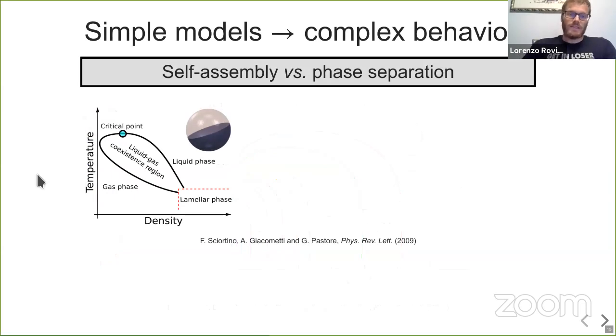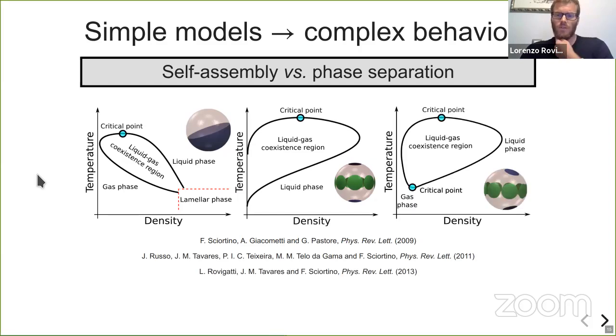The other thing that's been done with patchy particles is to understand the interplay between self-assembly and phase separation. It is important because, as I told you, phase separation is a sort of fragile phenomenon in some cases. And here you see the same sort of phase diagrams, temperature and density, but you see that if you change the way patches are arranged, or you add different patches, or you make big and small patches, you end up with very different shapes.